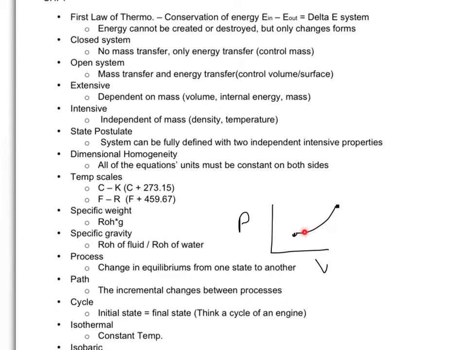A cycle is if you go from point 1 to point 2, then you come back again to point 1. That's a complete cycle. So your initial state is going to be the exact same as your final state, just like a cycle of an engine, which would be more complex. You'd see something like this, roughly.